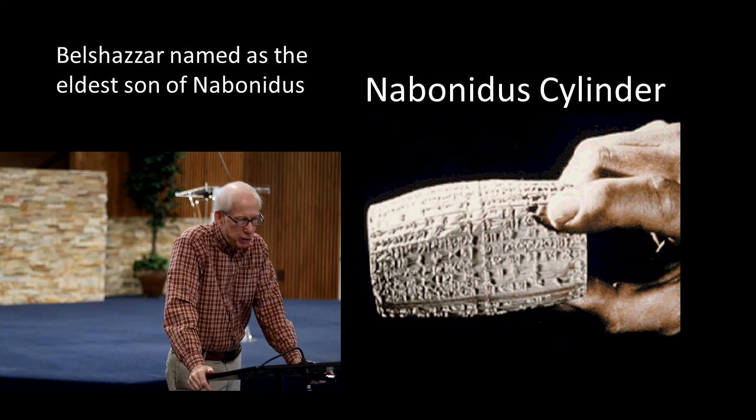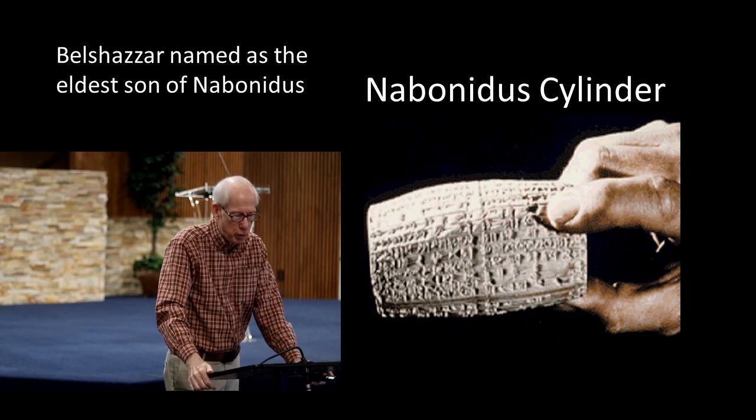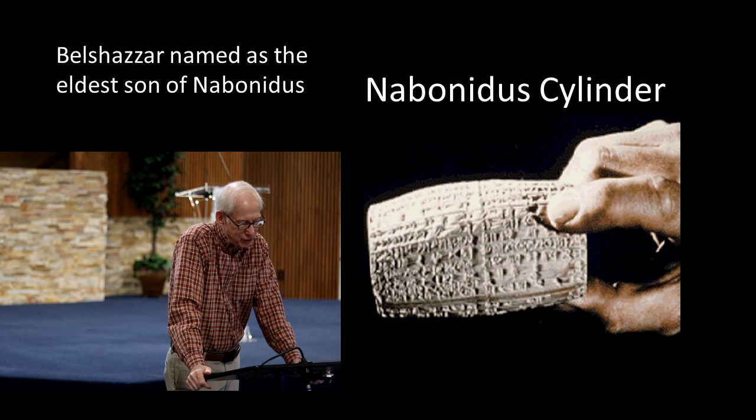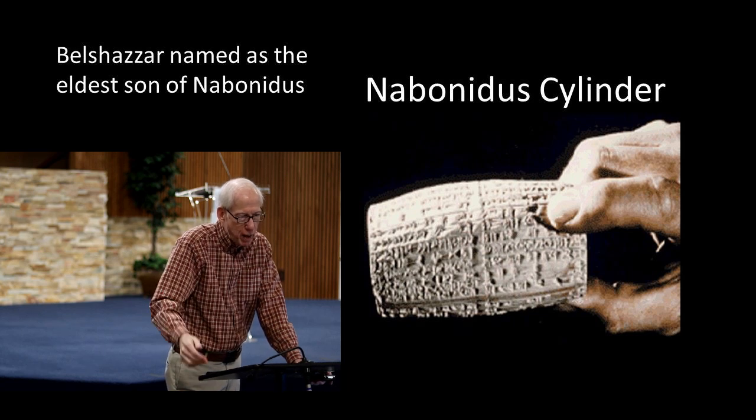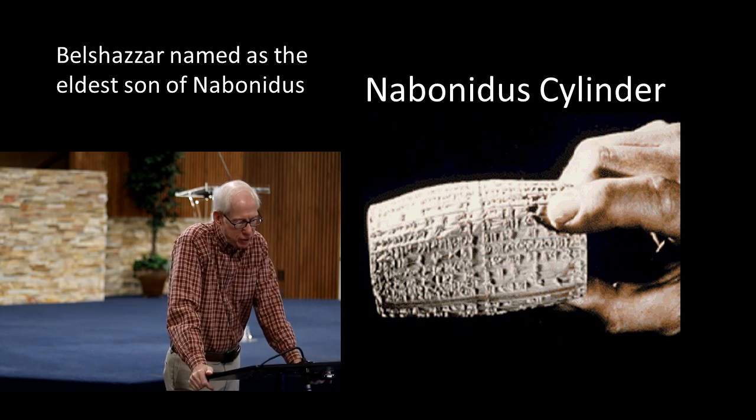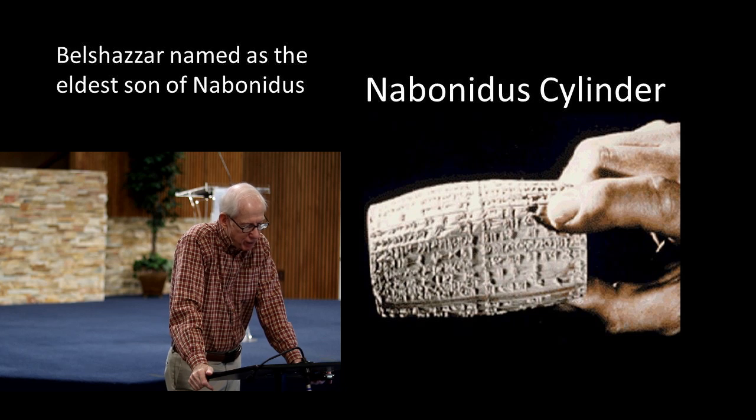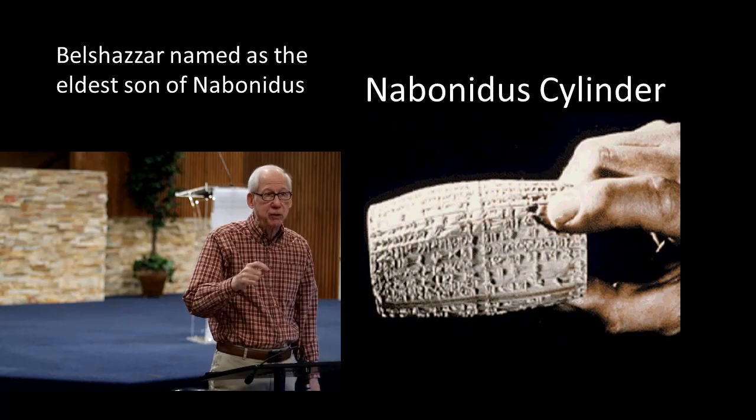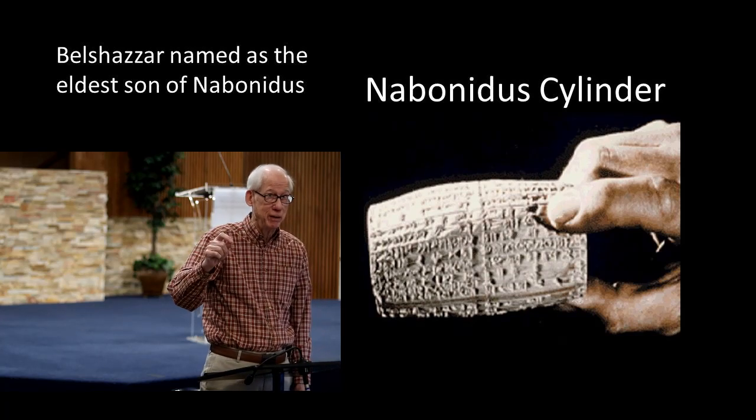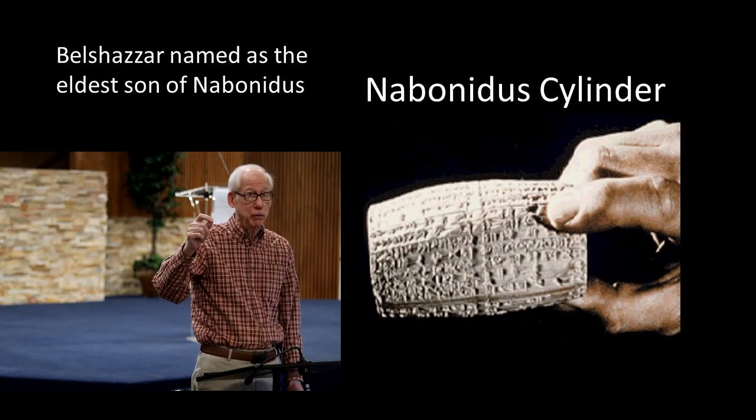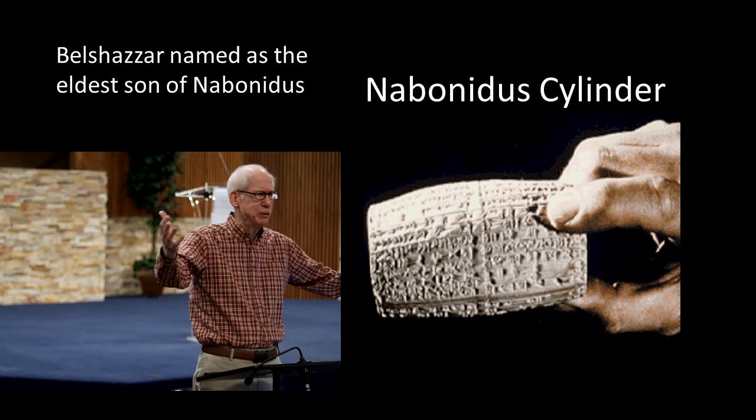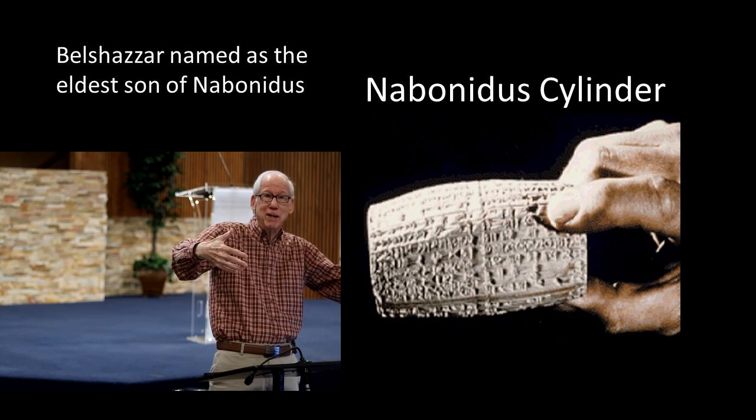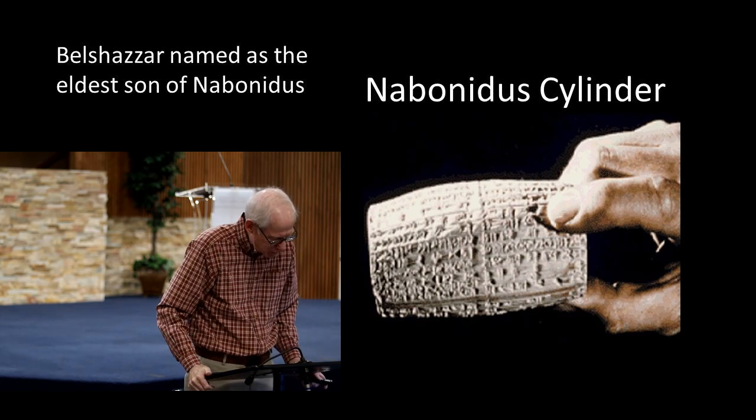But in 1854, this is a good ways down the road, right? In 1854, a tiny inscribed clay cylinder, ultimately 4 copies were found, but this clay cylinder was found by J.E. Taylor at Ur, and it named Belshazzar as the eldest son of Nabonidus. Well, that gets very interesting, right? Nobody was talking about Belshazzar, and here is this inscription that names him as Nabonidus' eldest son.